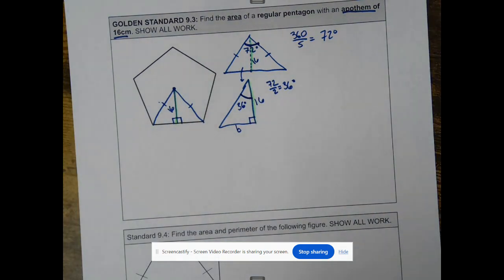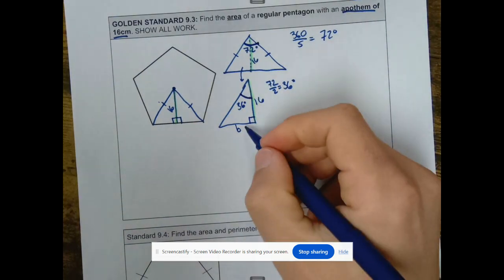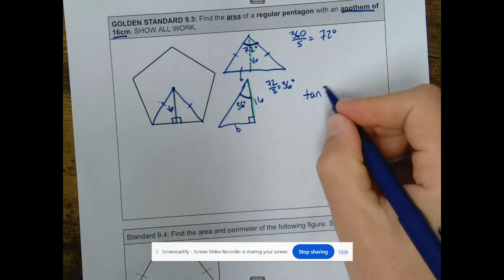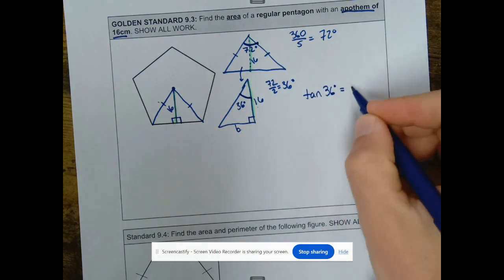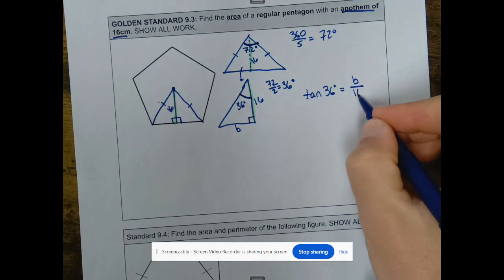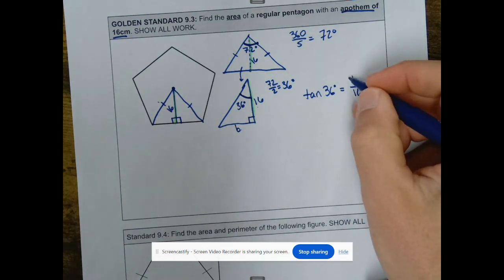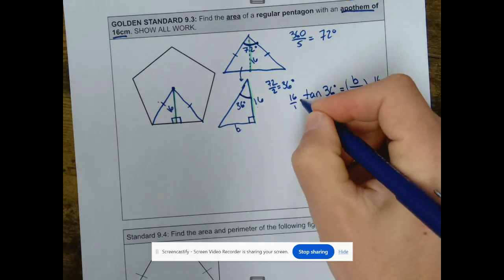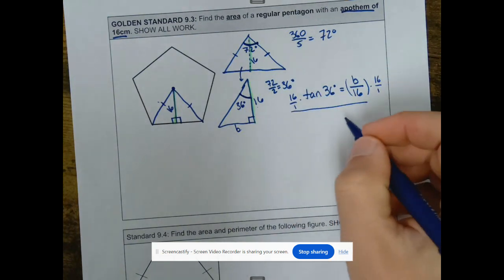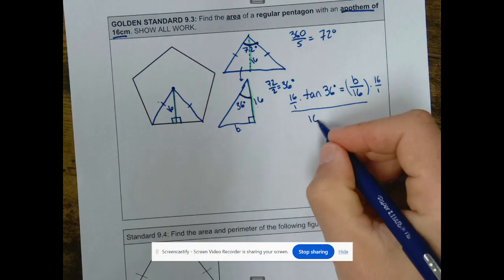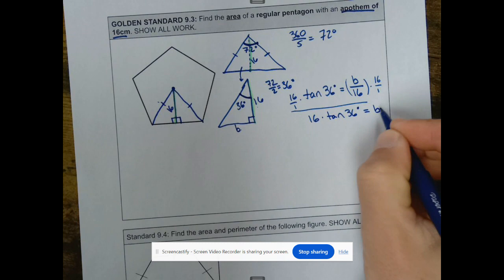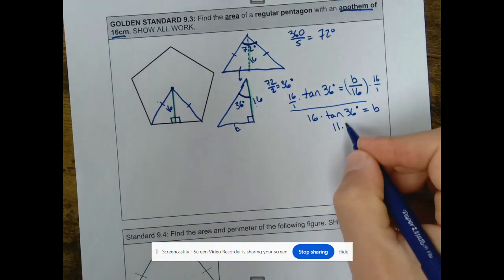Now, to solve for that base, I'm going to need to use trigonometry. I've got a side and an angle. What sides do I have? Opposite and adjacent, so I'm going to use tangent. So tangent of 36 degrees equals opposite b over adjacent 16. To solve this, I'm going to multiply both sides by 16, which gives me 16 times the tangent of 36 degrees equals b. So b equals about 11.62.